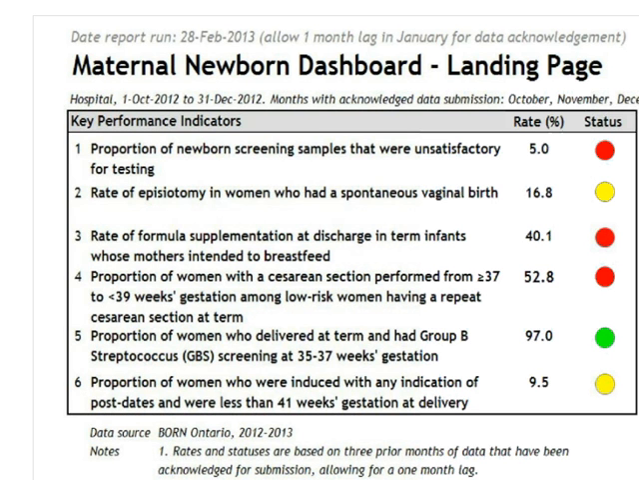So like anything, there's always footnotes underneath the landing page, things like the data source, as well as notes that pertain to the landing page itself. And it tells you about how rates and statuses are based on 3 prior months of data. If you see a gray status, that indicates that you have not acknowledged your data for the 3 months, and no data indicates that maybe there are no records that meet the criteria.